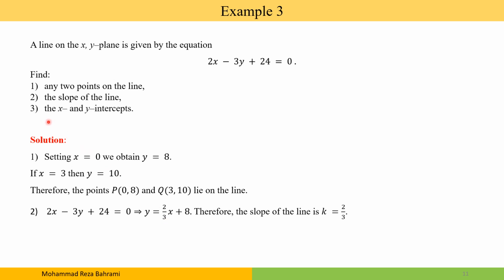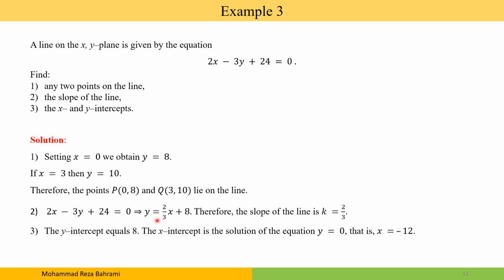The third one is the x and y intercepts. We can easily find them by looking at the slope-intercept equation. From here we can say that the y-intercept is 8, and in order to find the x-intercept, we can set y equal to 0, and we can calculate x from the equation that we have. So from this equation we found x equals minus 12.